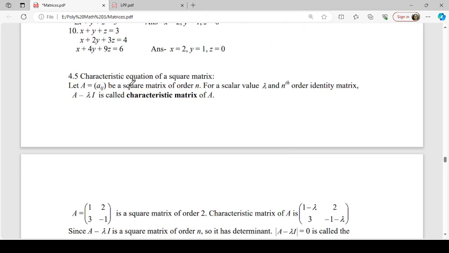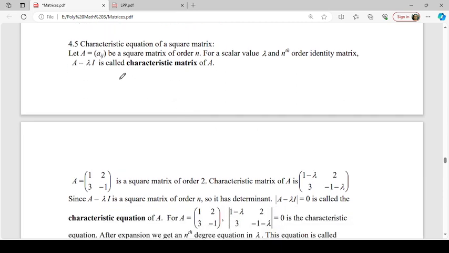Then come to the characteristic equation of a square matrix. So characteristic equation: A is a square matrix, then for scalar value lambda, we find A minus lambda I. This is a matrix.